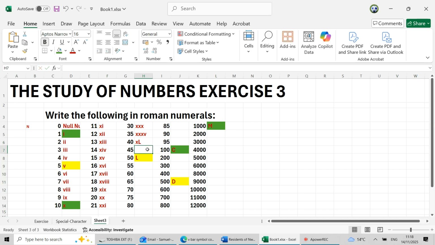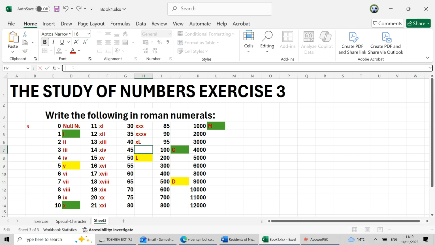So we are using 50 now to get anything between 40 and 50. And 40 is our XL there. For 45, we need to add 5 to 40. We know that our 40 is already XL, plus 5, which is V. That's 45 for you, my friend. It's not supposed to be capital.